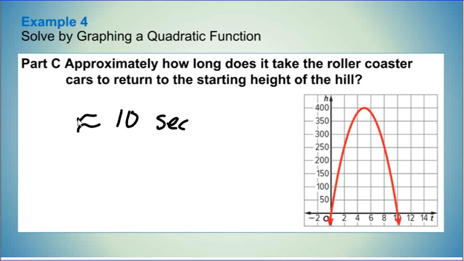So that is our lesson on solving quadratic equations by graphing.